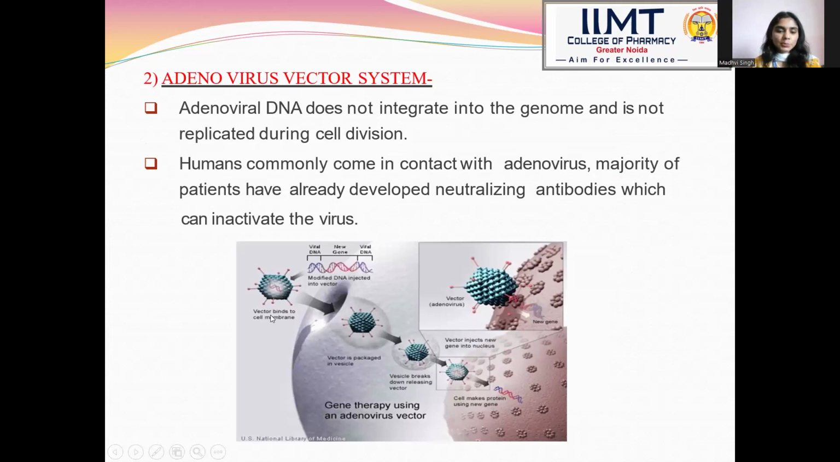So the vector binds to the cell membrane, then modified DNA is injected into the cell. After that, the vector is packaged in vesicles. Vesicles break down, releasing the vector. Then the cell makes protein using the new gene. The vector injects the new gene into the nucleus. Then this is the new gene and the vector, adenovirus.